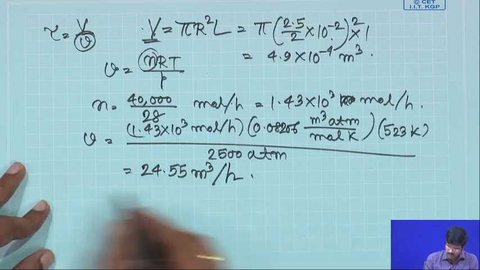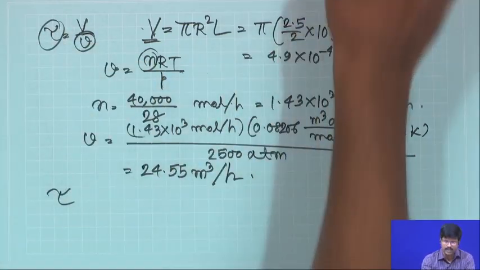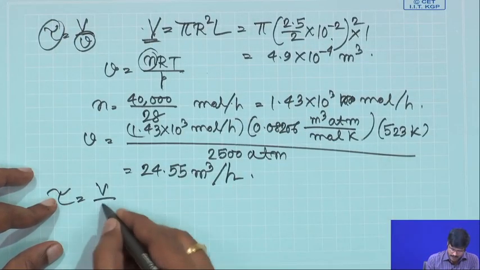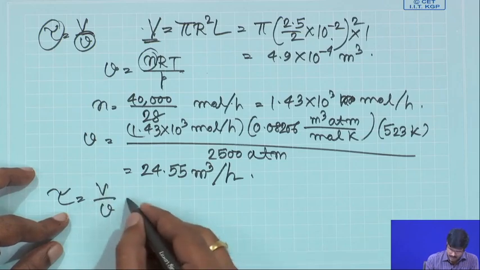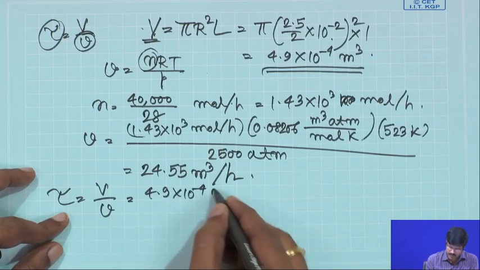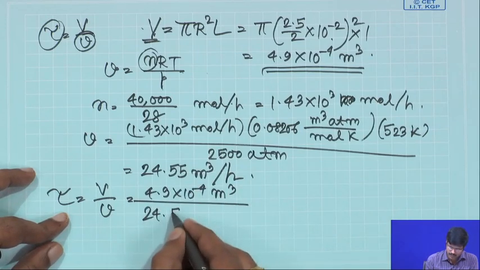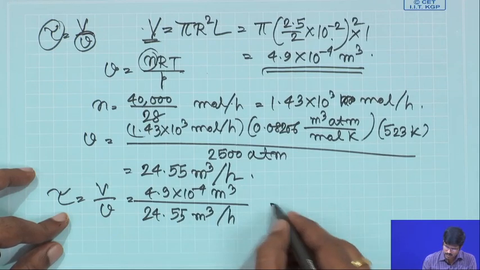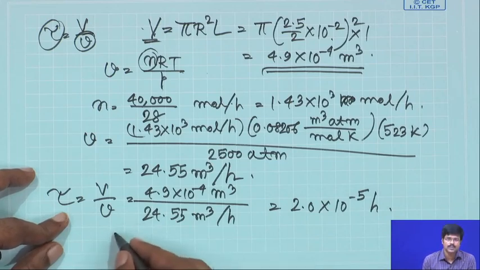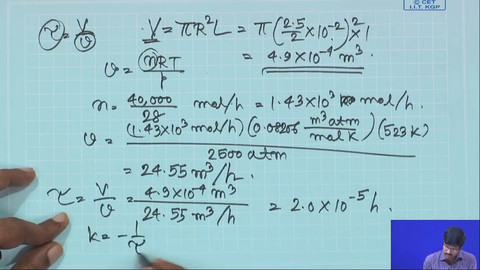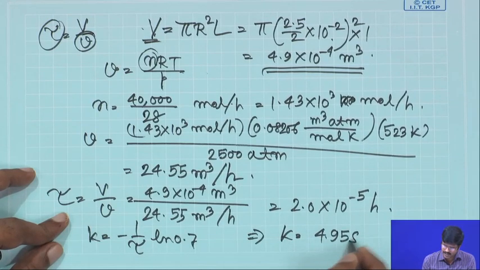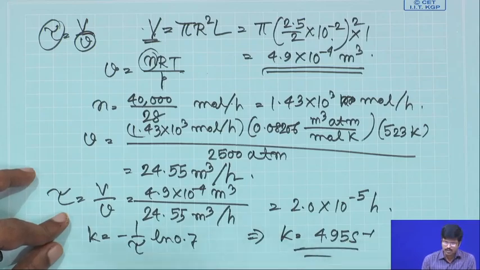So, what will be the residence time then? Residence time is what you have to find out so that you can put it in this expression. Residence time is capital V by small v. Capital V is already known, 4.9 into 10 to the power minus 4 meter cube, divided by small v, which is 24.55 meter cube per hour. If you work this out, it is 2 into 10 to the power minus 5 hour. Then the expression for k is minus 1 by tau into ln 0.7. If you put that value there, the value of k will come out as 4.95 per second. That is how we solve this problem.